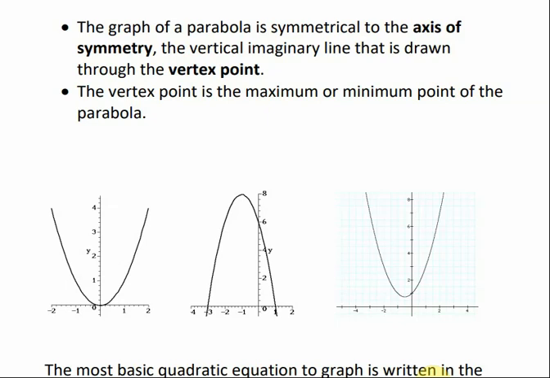This would have a minimum because it's got a lowest point. This one would have a maximum. And if we were to fold the parabola in half and make it symmetric, the imaginary line that divides it in half would be called the axis of symmetry.